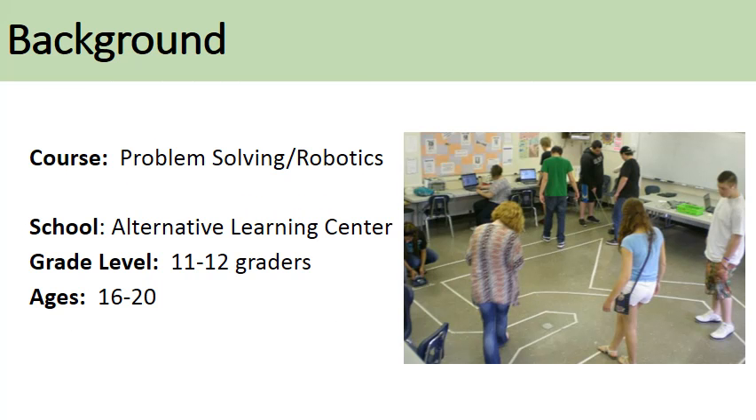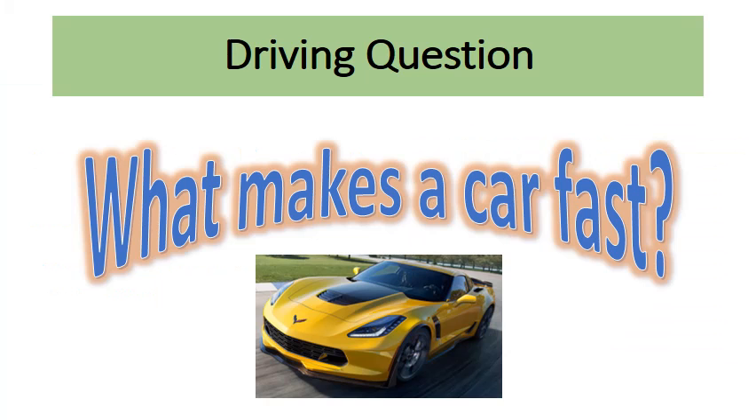A little background. I am teaching at the Alternative Learning Center. The course would be for problem solving and robotics. The grade level is 11th and 12th graders, and their ages are about 16 to 20 years old. Our driving question will be, what makes a car fast?